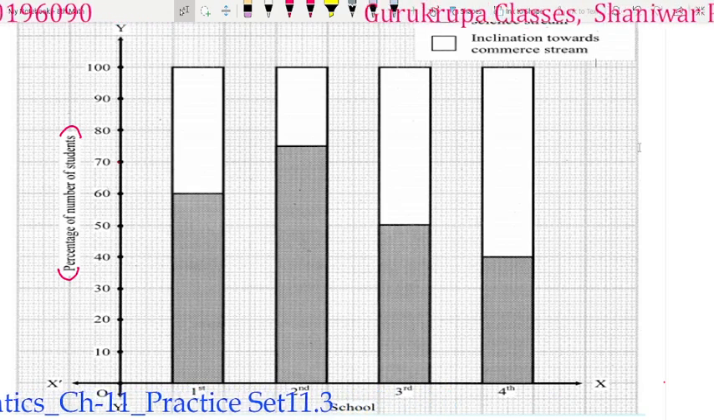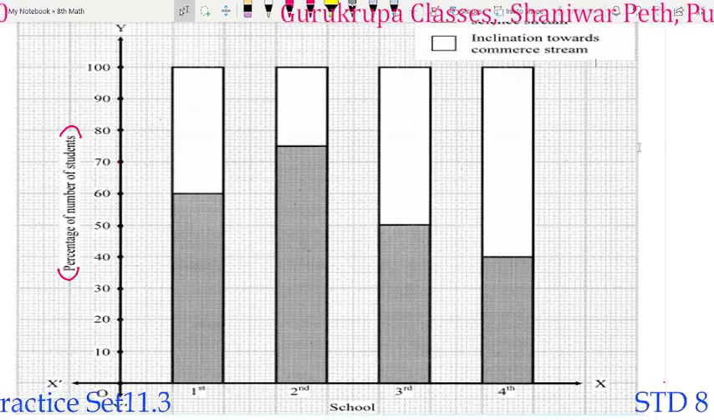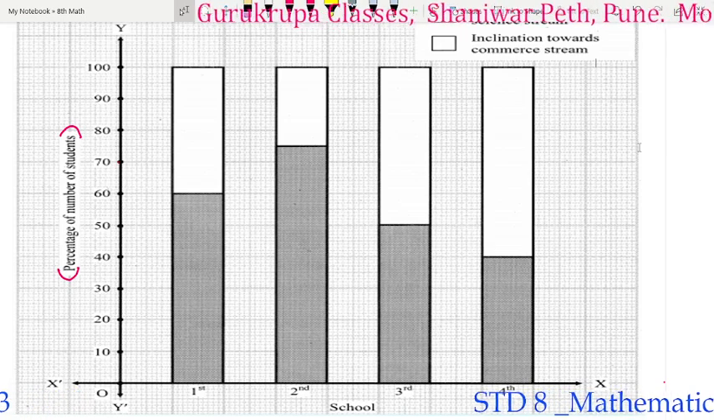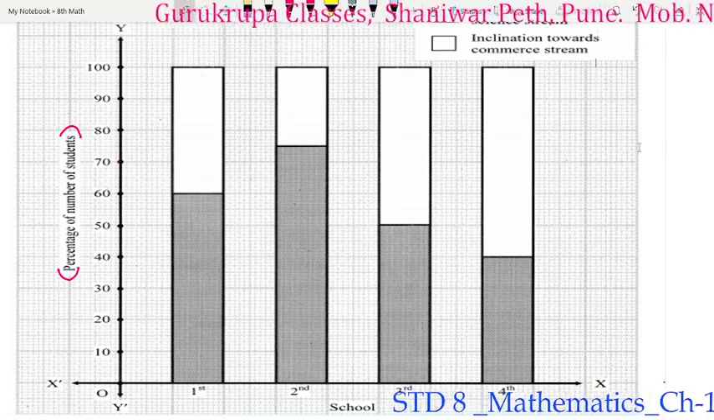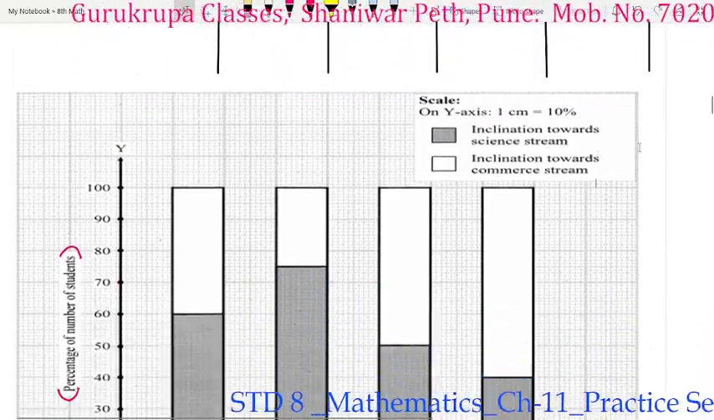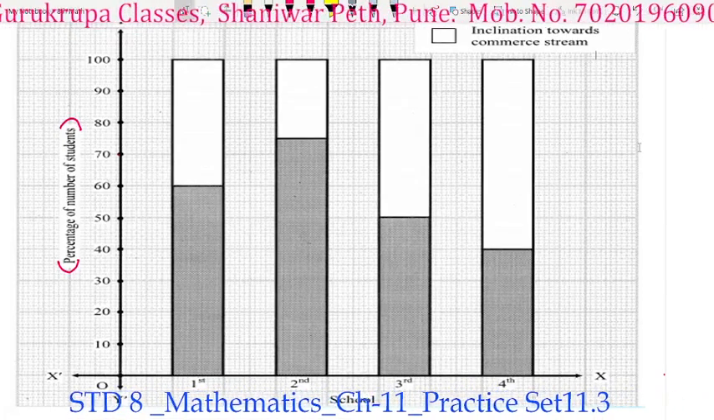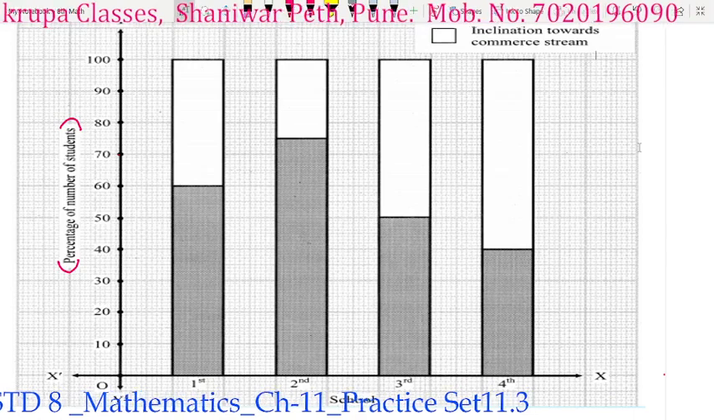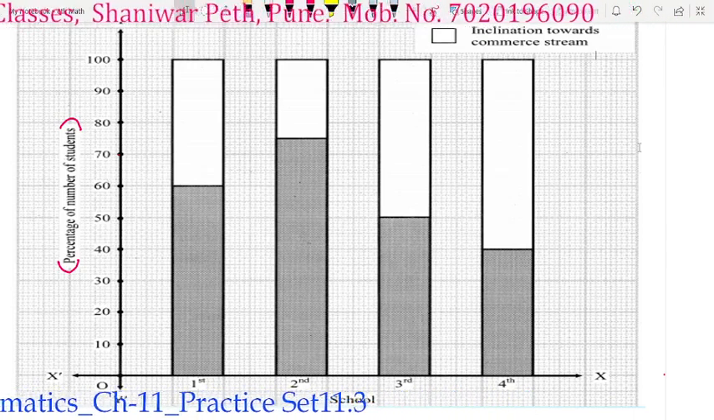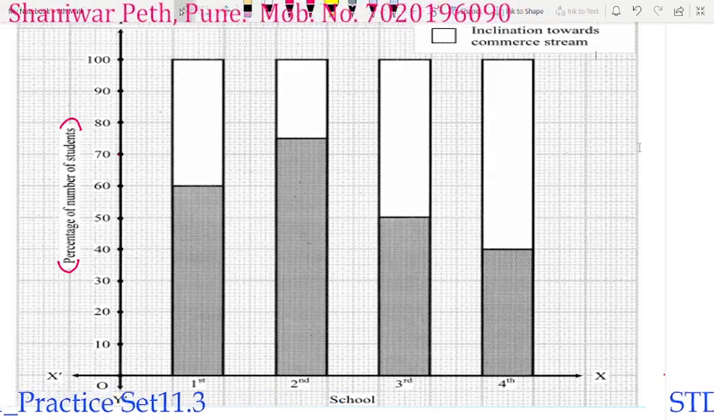So giving equal distance, we draw the bars of first school, second school, third school and fourth school, each bar has equal height of 100 units. Now we divide these by taking the percentages which we have calculated, 60, 75, 50 and 40. According to that, we divide the first bar at 60 and 40, second bar at 75 and 25, third bar 50 and 50, fourth bar 40 and 60.